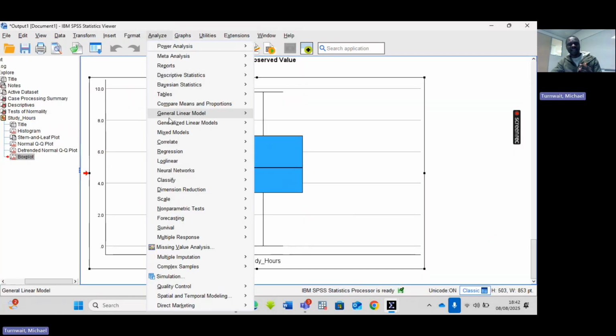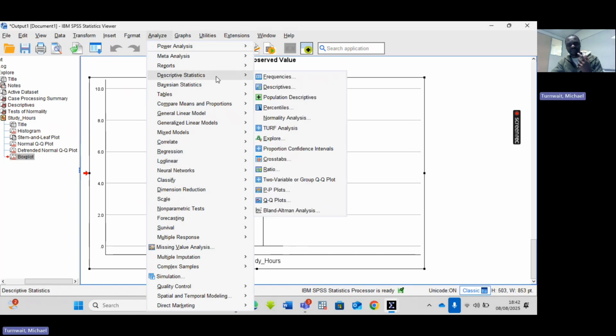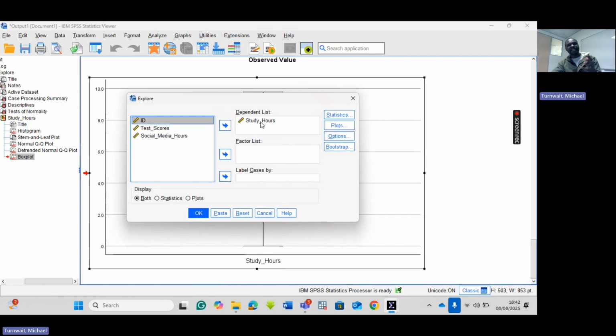Go to Analyze and then click on Descriptives and click on Explore, as we did before. This time, let's take away study hours. Let's remove study hours and then bring in social media to see what happens. Bring in social media and then ensure that the same things are there.